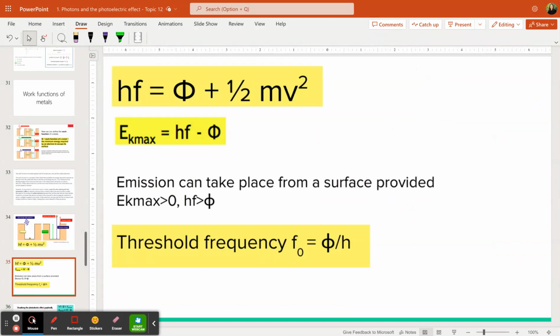I can rearrange that. I can say that half mv squared is the kinetic energy maximum of the electrons emitted. So rearranging, I can say that the kinetic energy maximum is equal to hf minus phi. Okay, so emission can take place from a surface so long as the kinetic energy maximum is greater than 0, and therefore hf has to be greater than phi. And that explains why the threshold frequency has to be met. We have to be able to provide enough energy.